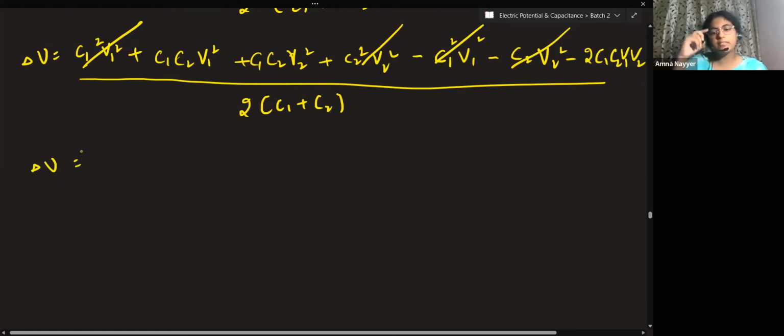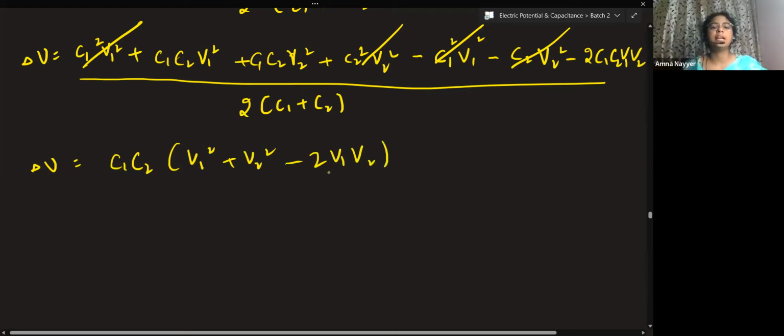Now, if I take C1, C2 common from all the three, I'll be left with V1 square from here plus V2 square from here minus 2V1V2 from here, divided by 2(C1 plus C2).